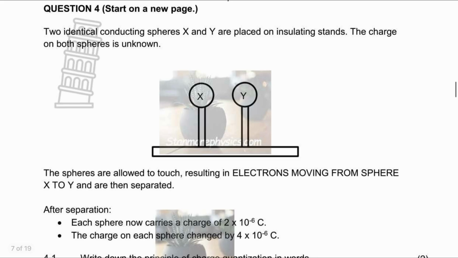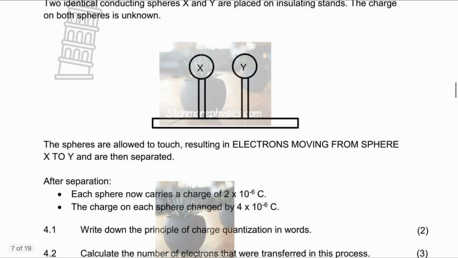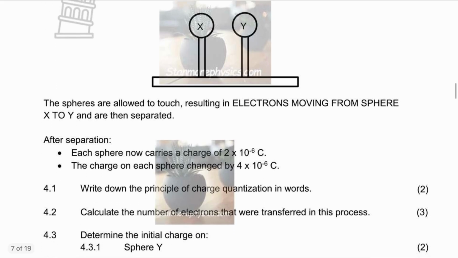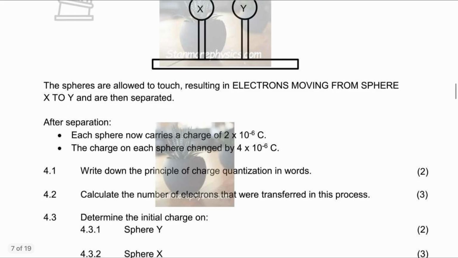Moving on to question number 4. Two identical conducting spheres X and Y are placed on insulating stands. The charge on both spheres is unknown. The spheres are allowed to touch, resulting in electrons moving from sphere X to Y, and are then separated. So after separation, each sphere now carries a charge of 2 times 10 to the minus 6 coulombs. The charge on each sphere changed by 4 times 10 to the minus 6.